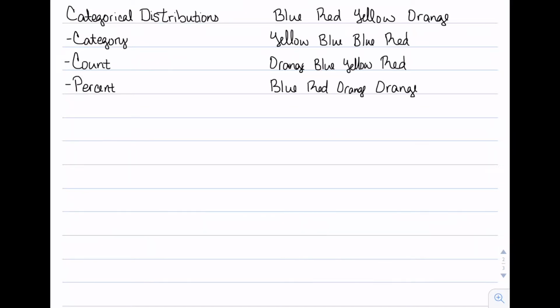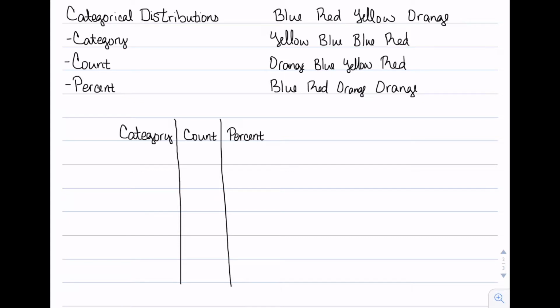So let's look at an example. Let's suppose we have data for several people's favorite color. So here's the data we have. We have this for 16 people between 4 colors, blue, red, yellow, and orange. And we want to build a categorical distribution. So let's start with our 3 columns. For the category column, we're going to list out all of the colors.